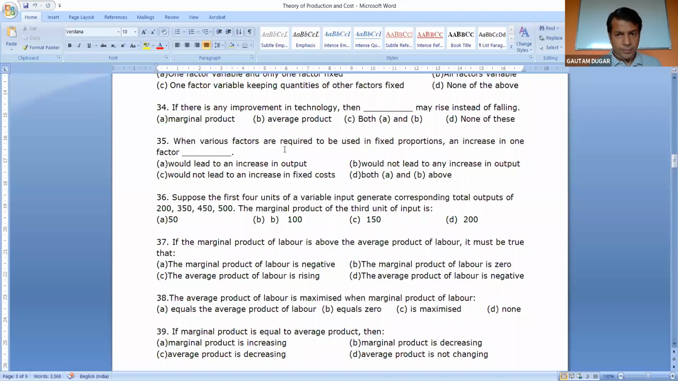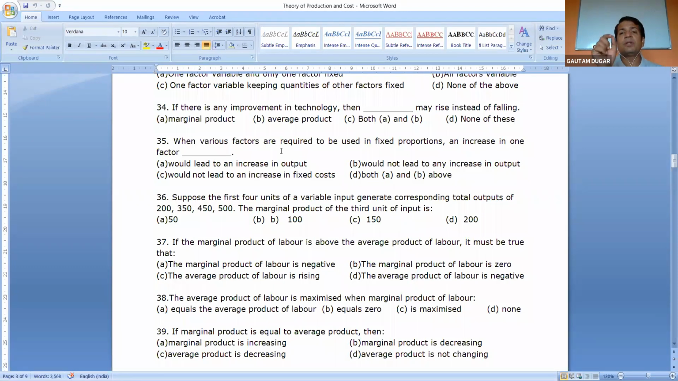Coming to question number 35. When various factors are required to be used in fixed proportion, an increase in one factor will not lead to any increase in output. For 35, the answer is B.